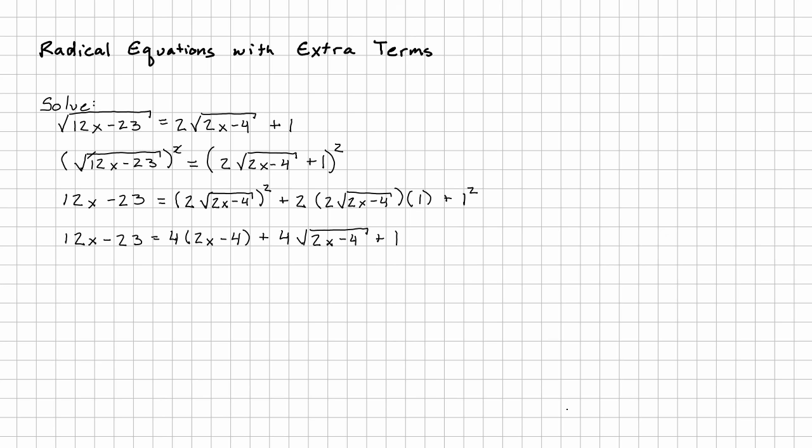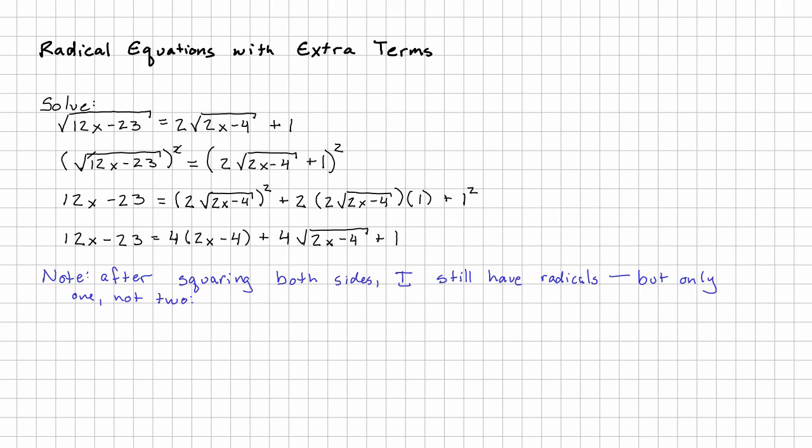However, I have improved matters. After squaring both sides, I've gone from having 2 radicals to having 1, and that's the best I can do in this case. But if I met this equation in the wild, I would know what to do. I would isolate the radical and then square both sides again. So where does that take us?